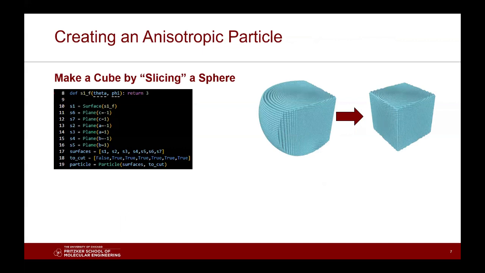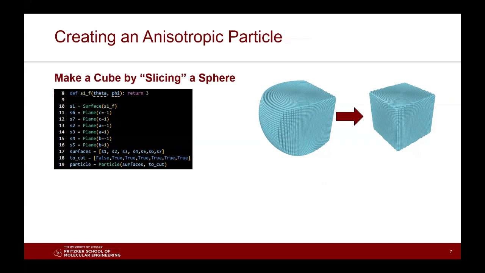So, the work I've done so far is setting up a way to create these anisotropic particles. And like I've described before, we'll use a series of expressions, in this case, one surface defined by a couple of planes to cut into the sphere. And this way we can create a particle, which is shown on the right.